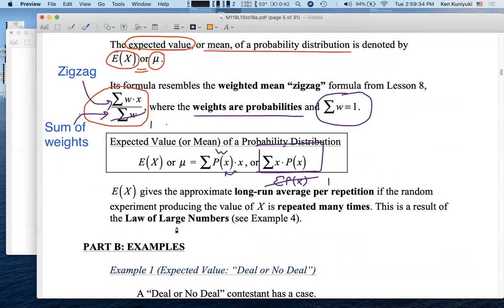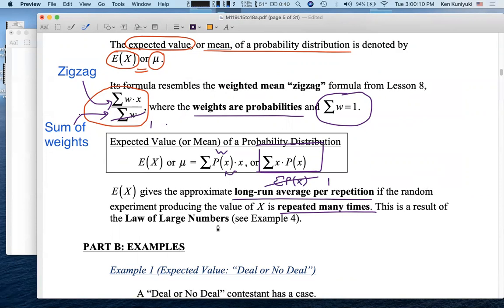All right. Now, what's the interpretation? The expected value of x, or the mean of the distribution for x, gives the approximate long-run average per repetition if the random experiment, like rolling a die, for example, the experiment that produces the value of x, is repeated many times. So let's say you roll a die 1,000 times, or 10,000 times, or better yet, 1,000,000 times. Then E of x will give the approximate long-run average value for x.